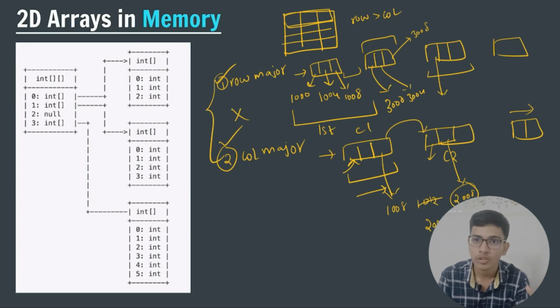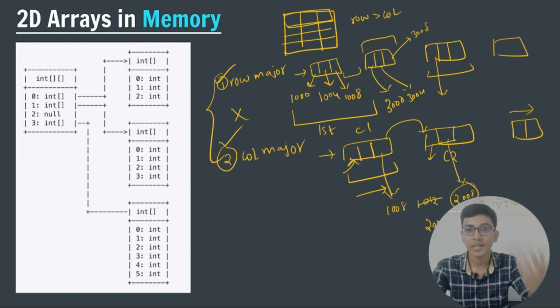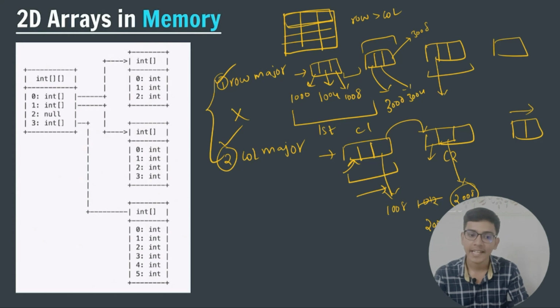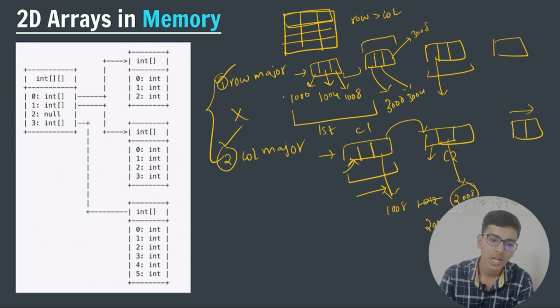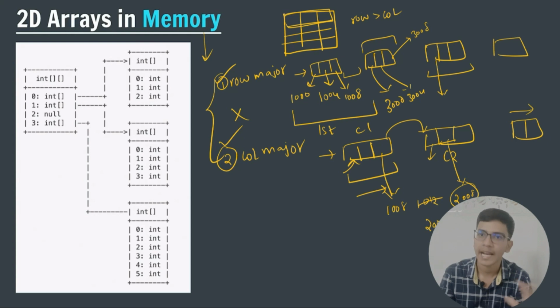I just wanted to tell you the concept of row major and column major, so that when an experienced programmer asks you some questions, you can answer what is row major and column major, all those sorts of things. So remember guys that in Java, these concepts are not there. So when it comes to two-dimensional arrays in Java, memory allocation takes place randomly.